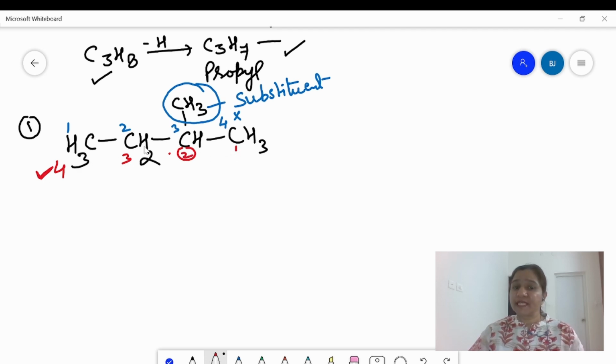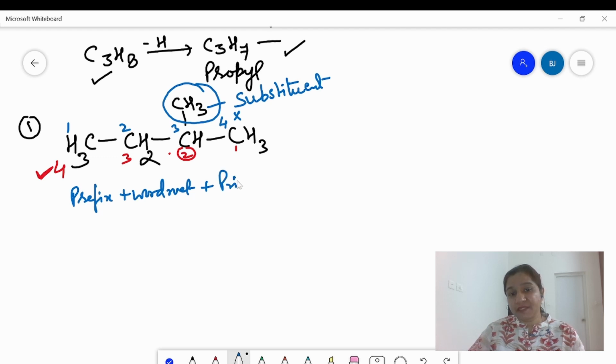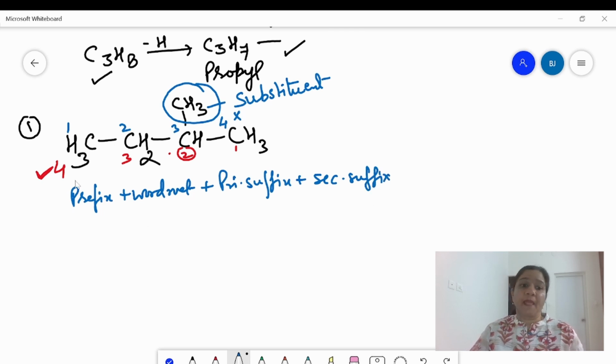Now what is the sequence we should use to write the IUPAC name of a compound? I told you we will use the prefix, then word root, then primary suffix, and lastly the secondary suffix. Prefix is the substituent. Now what is the name of this substituent? This CH3 is called a methyl group. This substituent is your methyl group.